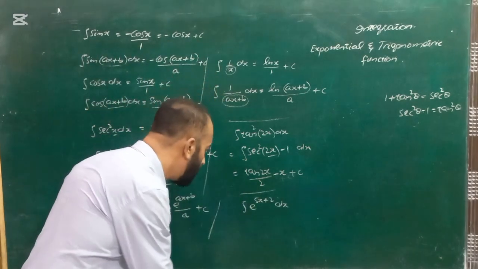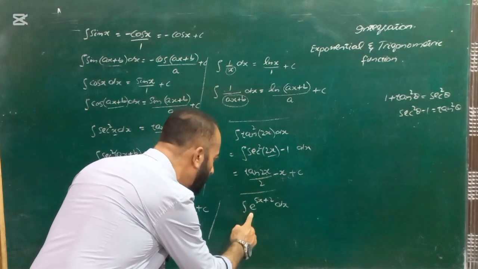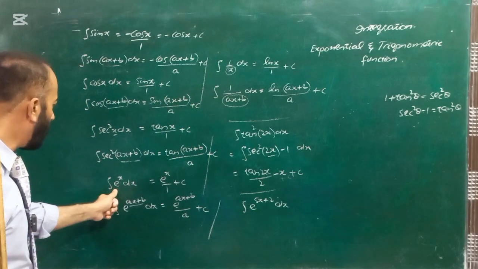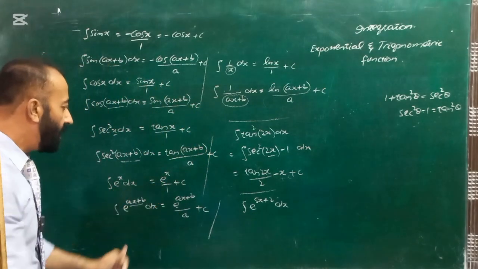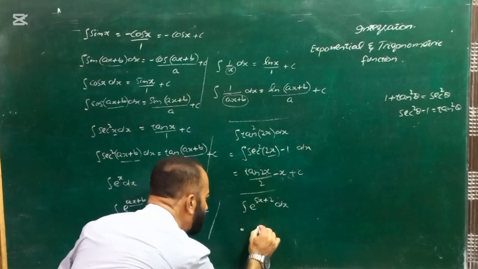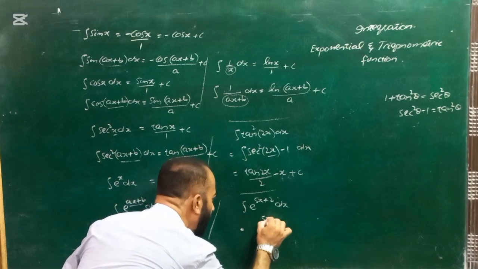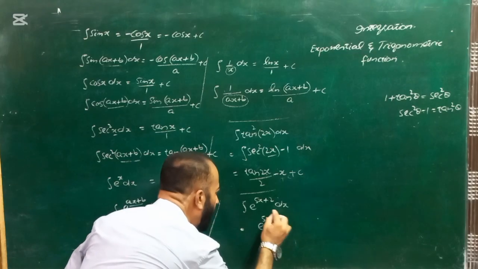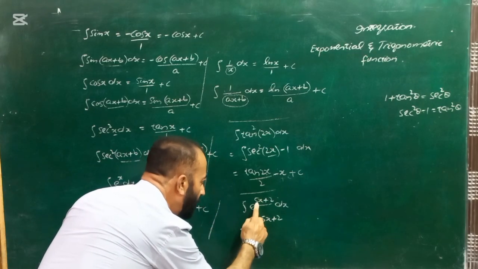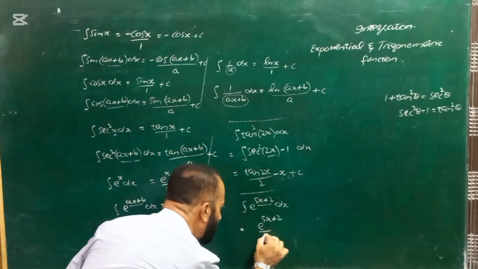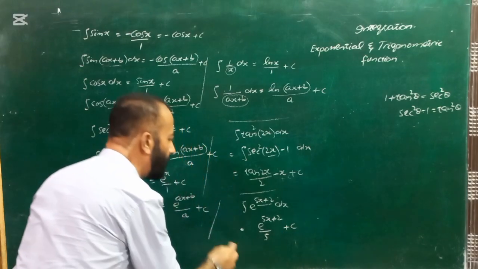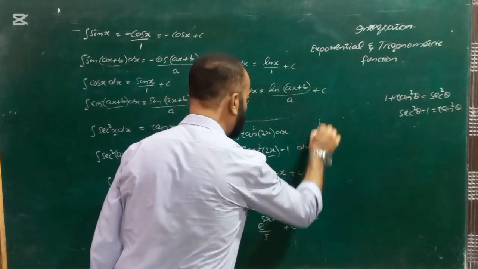The next question is to find the integral of e raised to power 5x plus 2, because you know the integral of e^x is e^x. So look now, first this e raised to power 5x plus 2 will be written as it is, and then we will take the differential of this one. So the differential of this one will be 5. So 5 will be put in the denominator, and plus c will be placed. So this is the answer.